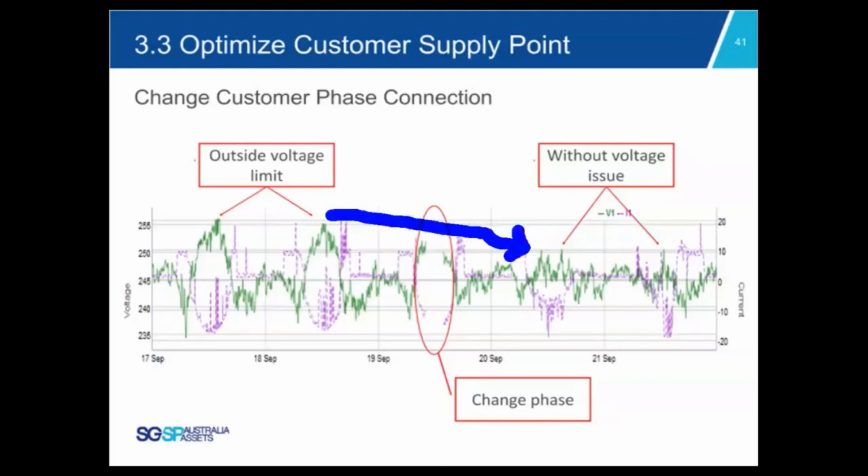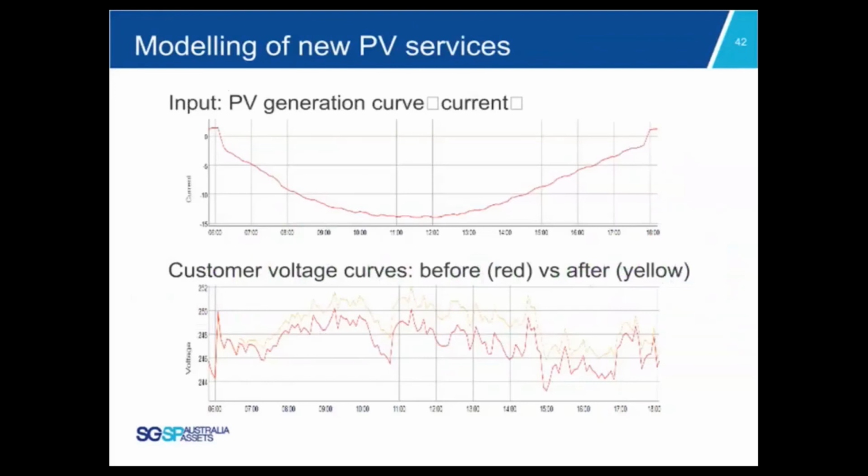You can see here the phase is changed from one phase to the other, and the voltage problem has been solved. Traditionally, those DER integration issues were resolved by LV augmentation work, which costs thousands of dollars to the business and includes several days of site visits. So now the desktop analysis can cut the cost. We are also developing a model to see the impact of new PV service on distribution network.